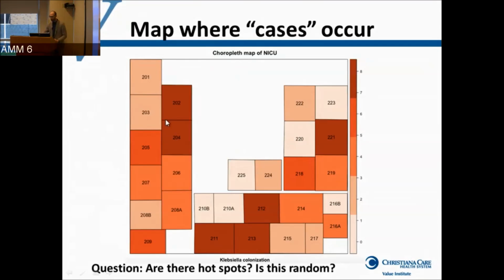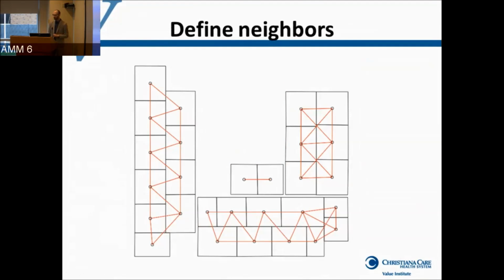Is the fact that both of these are shaded dark red influenced by the neighbor becoming colonized? For example, if more babies in 202 were becoming colonized with Klebsiella, is that now influencing 204? Is that why 204 is really dark? And to do that, now we define what a neighbor actually means.